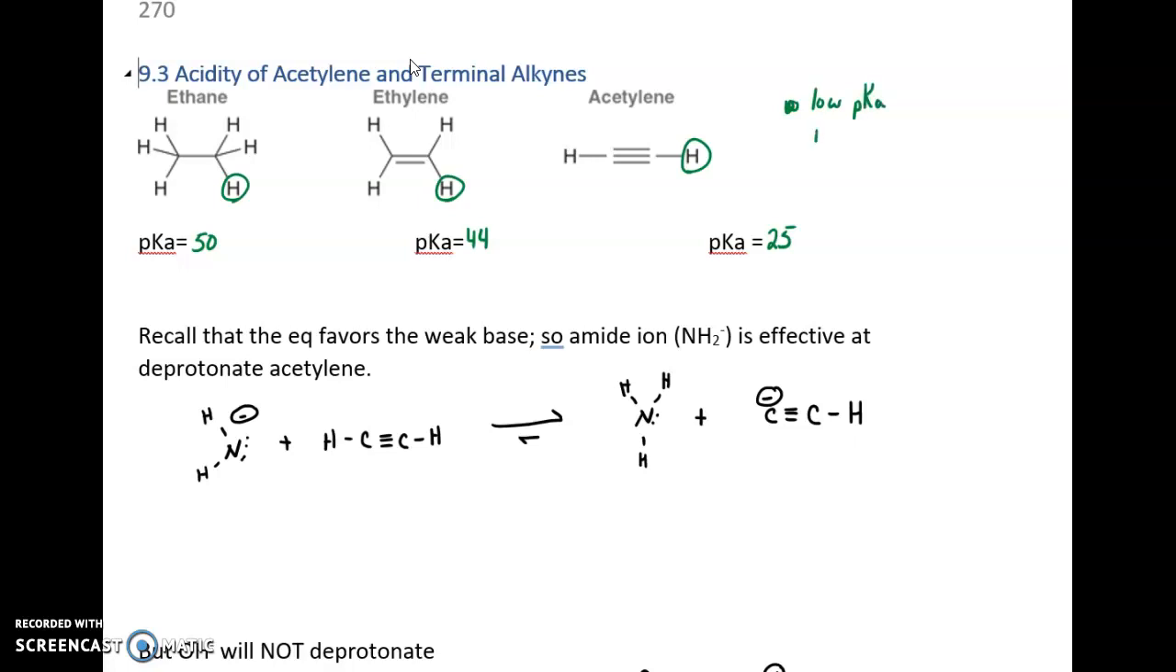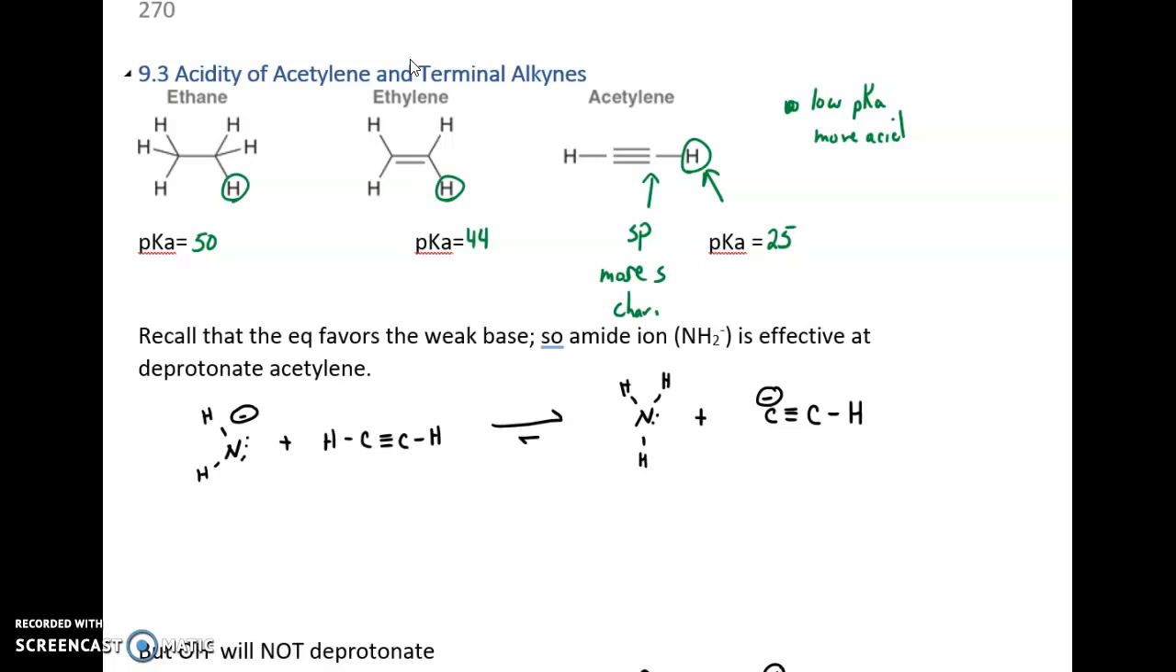You'll remember that a low pKa means it's more acidic. So it's easier to lose this hydrogen than either of the other two. The reason for that is that we have an sp hybridized carbon here, and that helps to stabilize that negative charge. It has more s character to it.